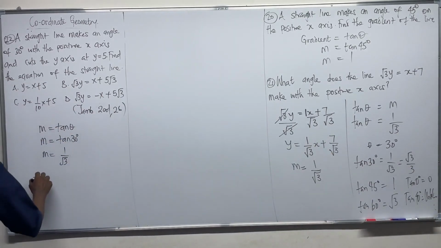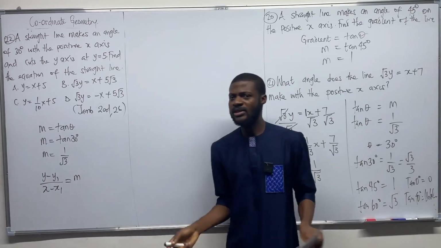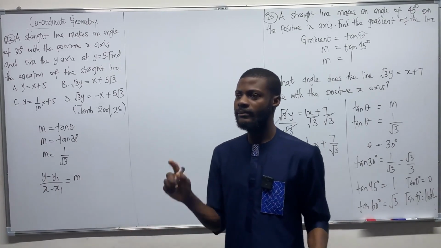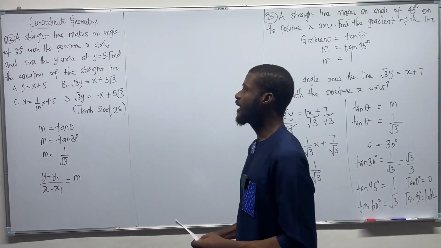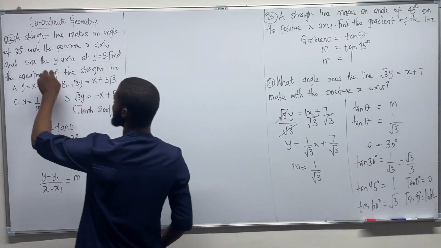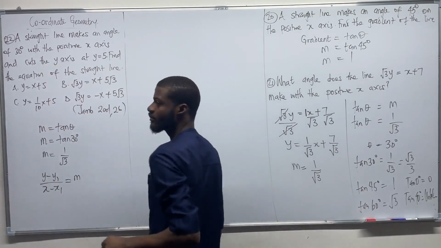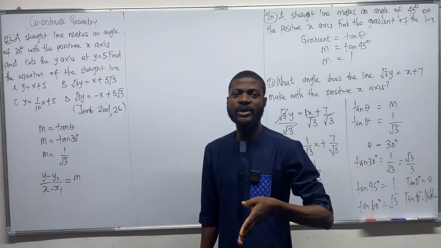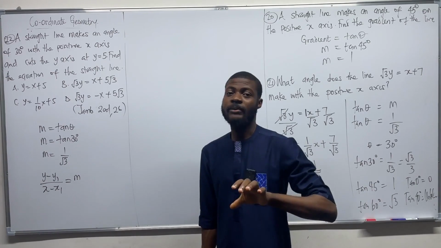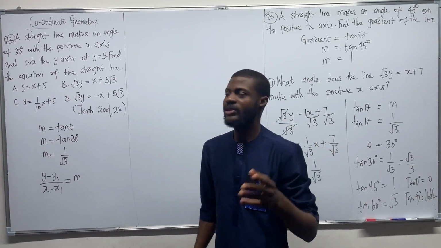Okay, this y minus y1 over x minus x1 equal to gradient. Now, we've gotten our gradient, but have we gotten a point? Because we need a point. Now here's the thing. It says it cuts the y-axis at y equal to 5. Please, on the y-axis, take note that x is equal to what? 0. Invariably, on the x-axis, y is equal to 0.